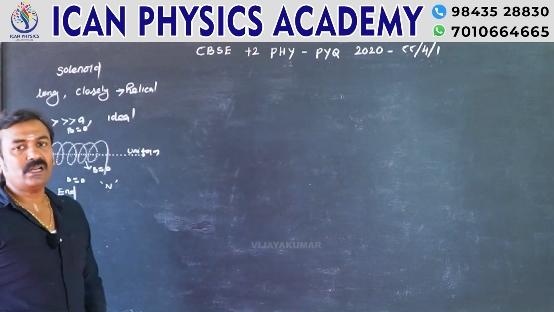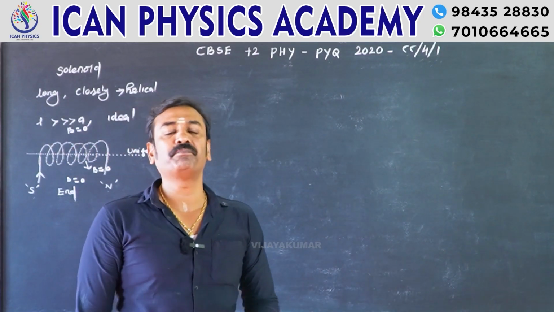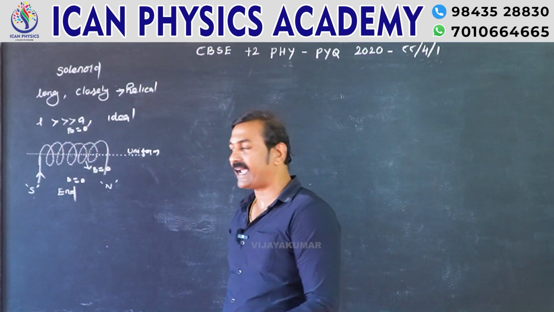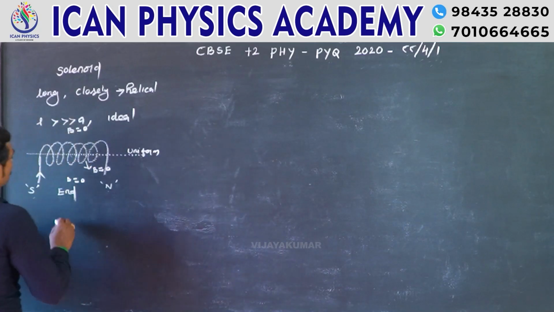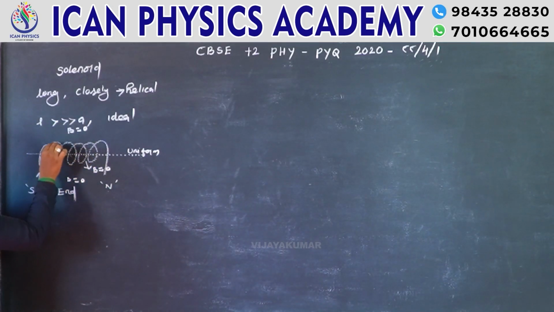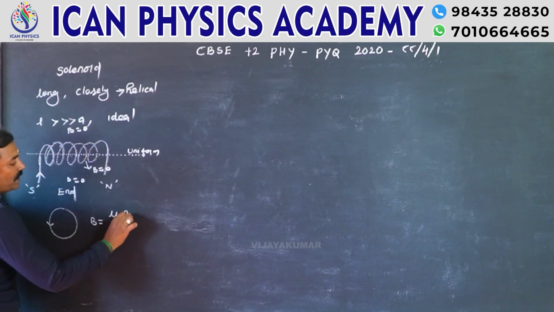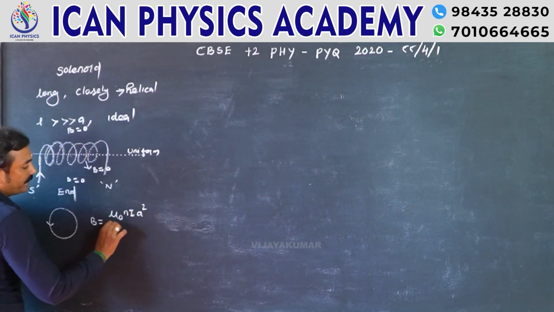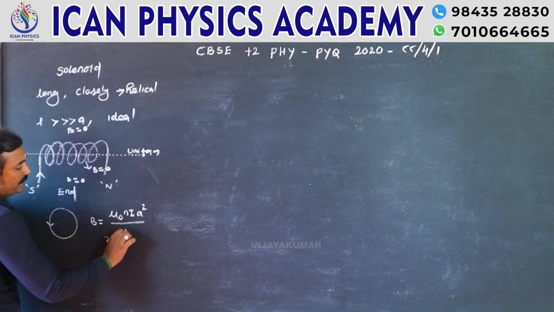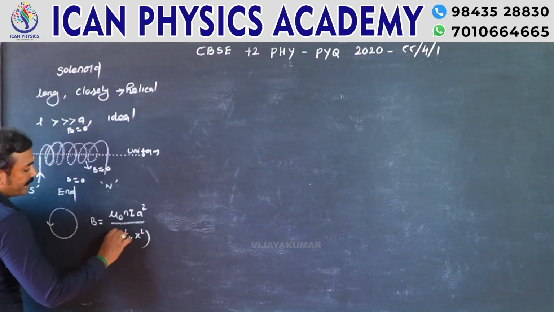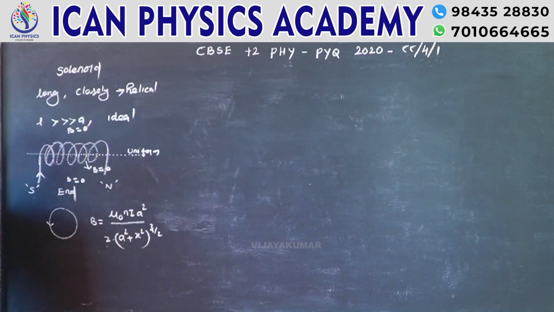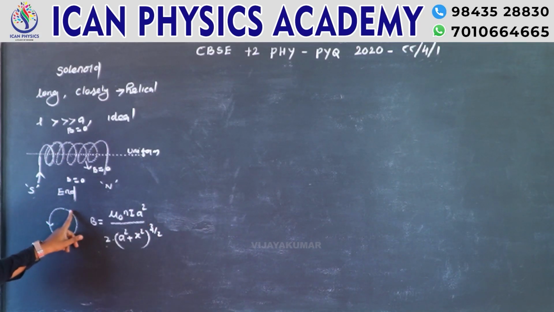So, what is the second one? Obtain the expression for magnetic field along its axis. Okay. So, each turn acts as a circular coil. We know very well that a circular coil carrying a current produces the magnetic field, that is mu naught N i A square divided by 2 into (A square plus x square) power 3 by 2. Okay. This is for a single turn.